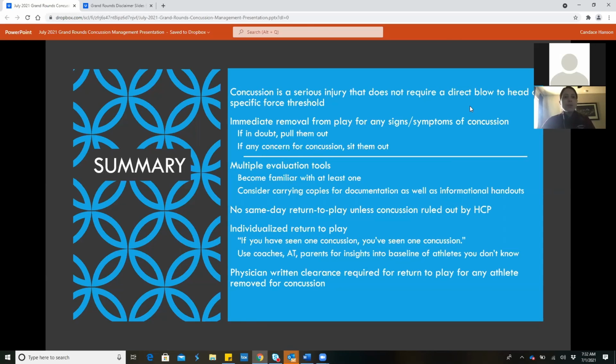No same day return to play unless concussion is ruled out by a healthcare provider. You need to have an individualized return to play. If you've seen one concussion, you've seen one concussion. Not every concussion is the same. If you don't know the athlete, use coaches, athletic trainer, parents for insights into what the baseline of the athlete is. And this last line is incorrect. Physician written clearance is not required for return to play for an athlete. Sorry, that is a holdover from when I gave this in Alabama, but it requires a licensed healthcare professional to clear a player to return.